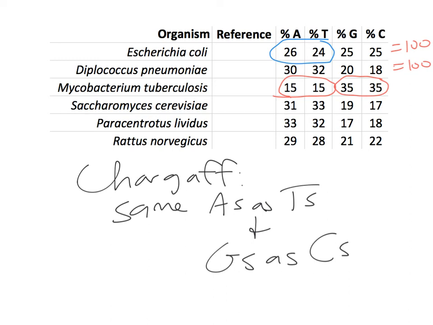Okay, so let's get down to really plain speak. Why does Chargaff's rule work? Why does the number of A's always equal the number of T's in a genome?